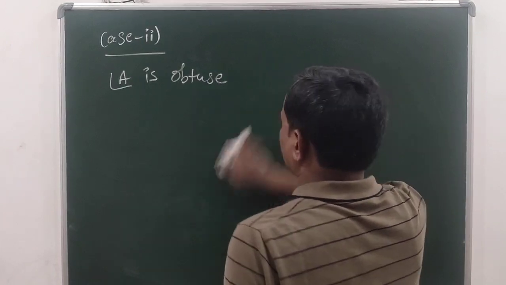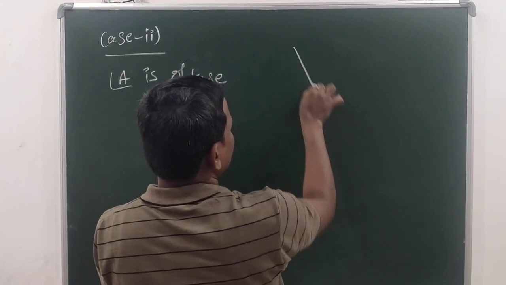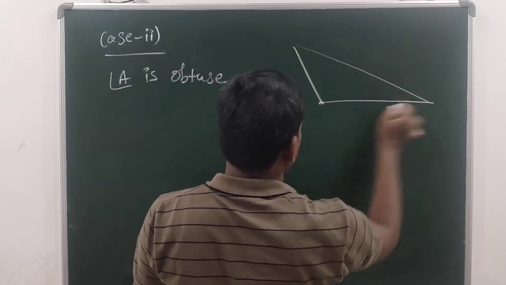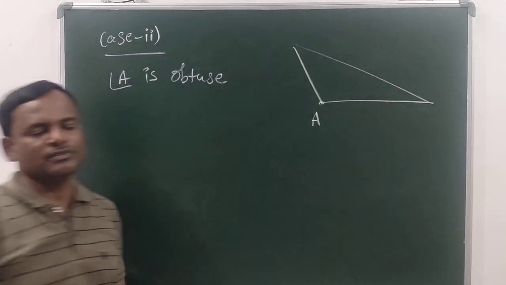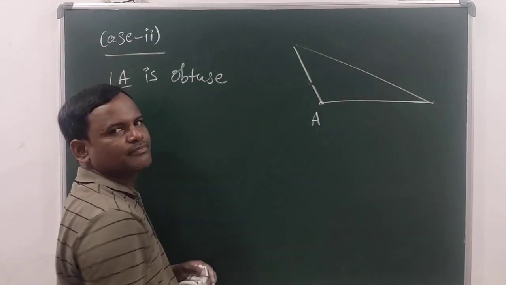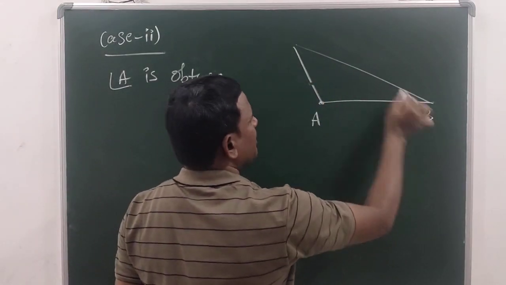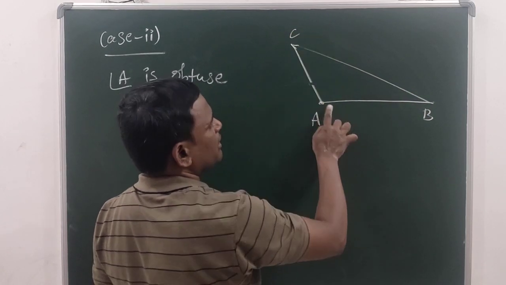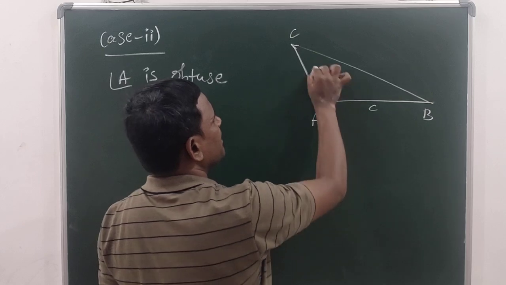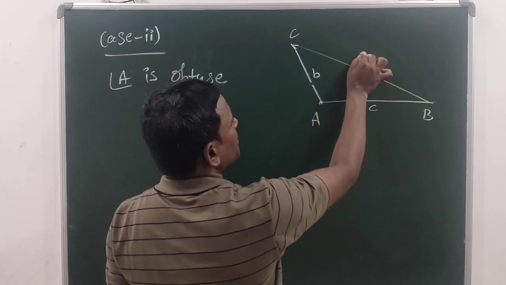So in the case of an obtuse angle, how do you take the diagram? See, you have to take an obtuse angle, more than 90 degrees, like this. Now you can take B here, C here, so that this AB length can be written as small c, AC length as small b, and BC length as small a.